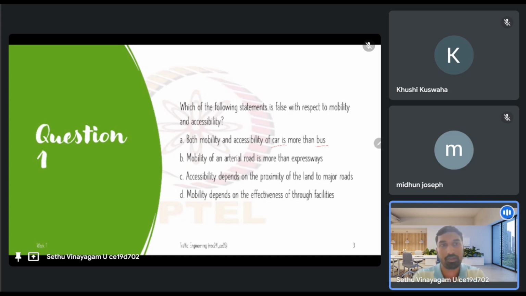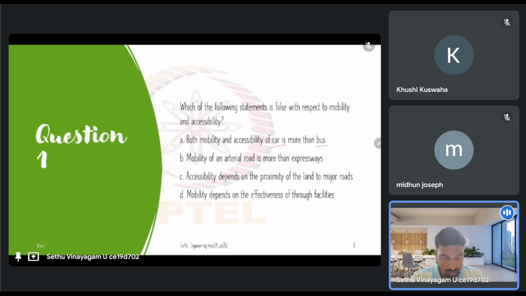Mobility is also higher because cars can travel faster, they have higher maneuverability, so their through movement is also higher if you compare it with respect to bus. So in terms of both mobility and accessibility, a car provides a higher value with respect to a bus. So the first statement is correct.